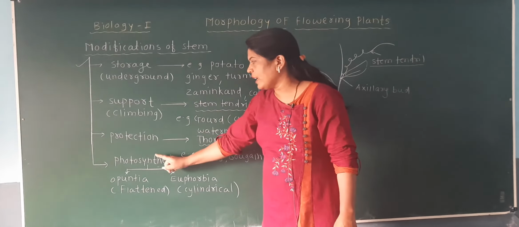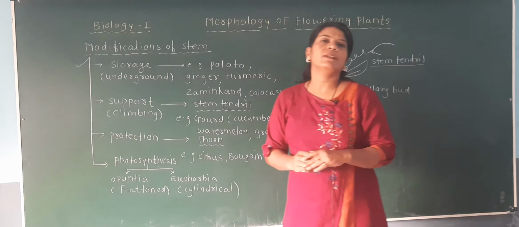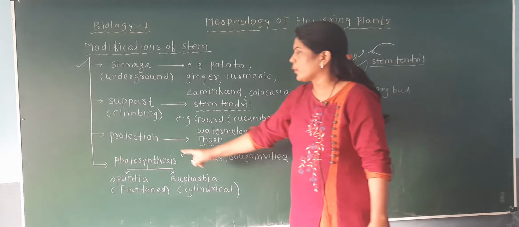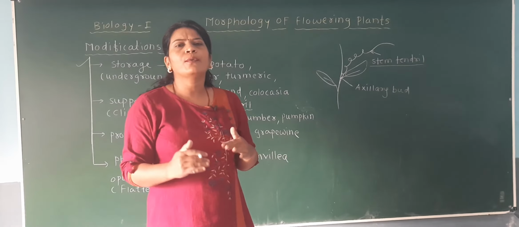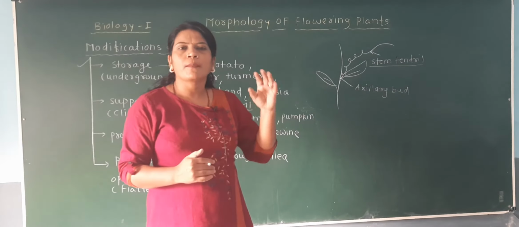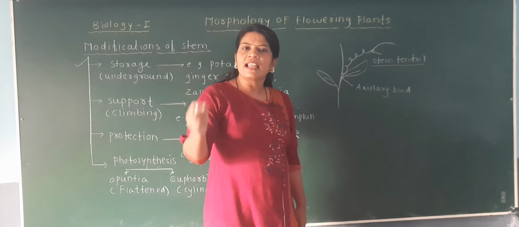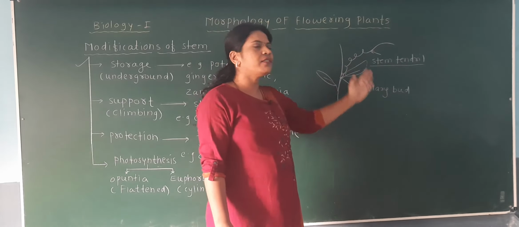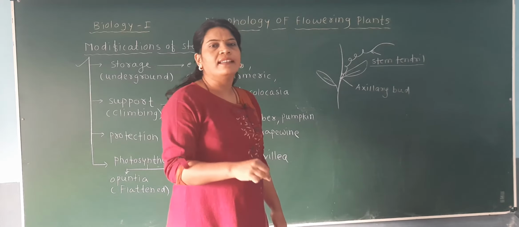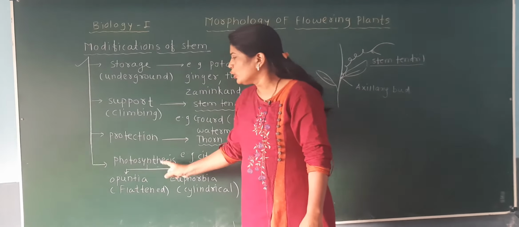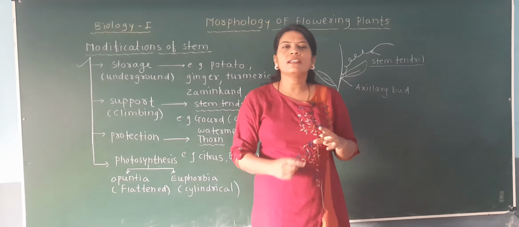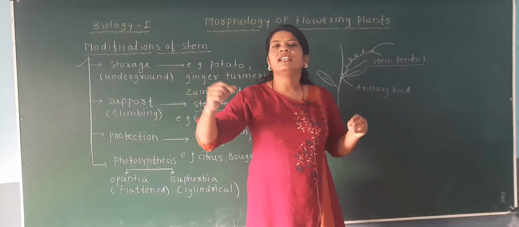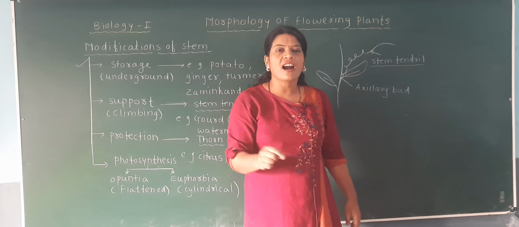Now the next modification of the stem is for protection. So students, see here, protection. Now just we have seen that from the axillary bud the tendril arises, that we have given the name stem tendril. So again the same thing you have to remember, that thorn. What is a thorn? This thorn is a very straight one. It is a woody part, it is a hard part.